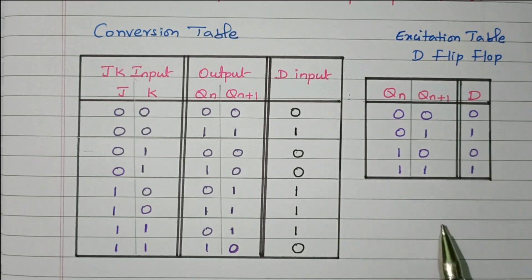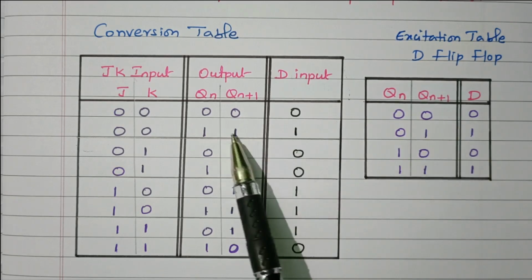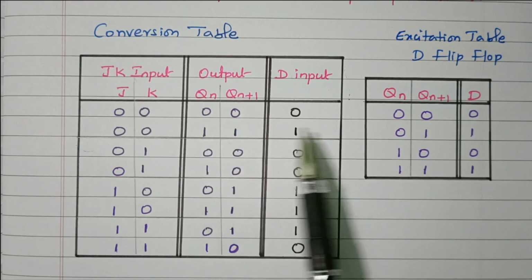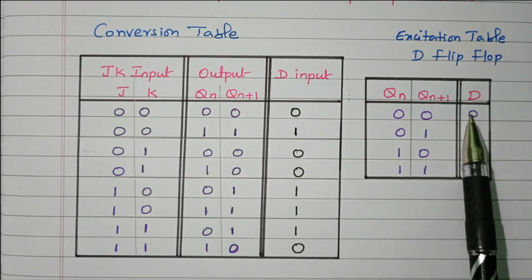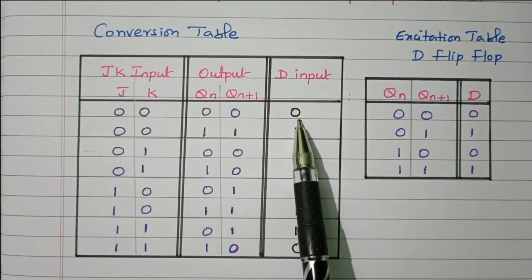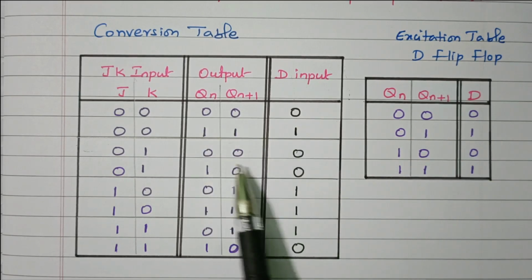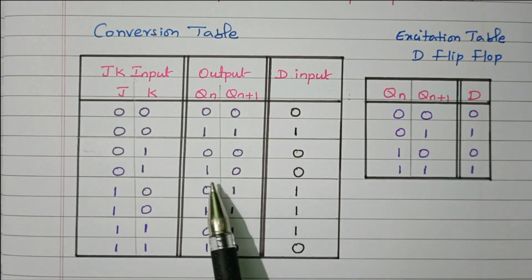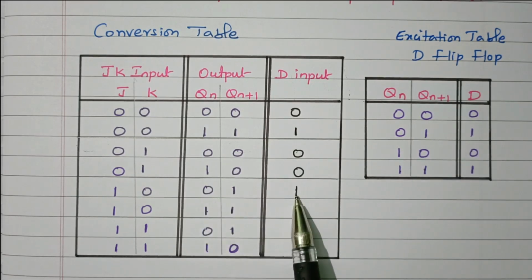Both are same. So based on that we can fill this table. D input 0 0, if we want 0 0, what is the value? D should be 0. See, 0 0 means D is 0. Here also 0 0 is there. D is 0. 0 1 means 1. Here 0 1 is there, 1. Here also 0 1 is there, 1.